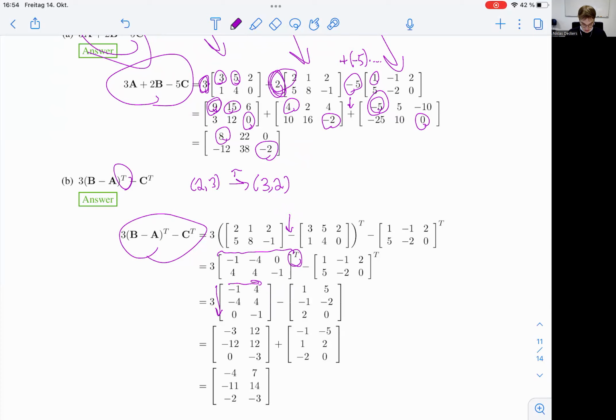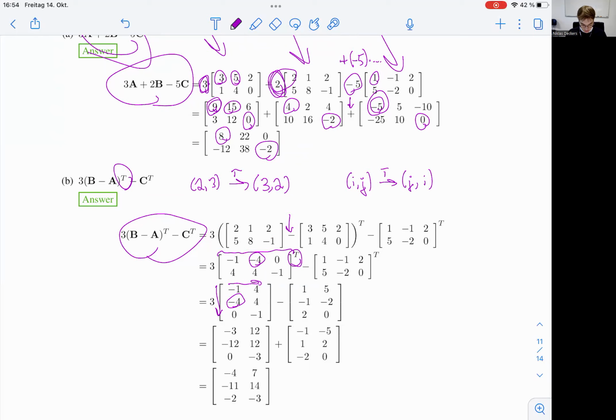And how does it work? Well, we have an element with the coordinates i, j, and the position gets converted into j, i. So it's swapped. For example, this element over here has the coordinates 1, 2, because it's in the first row, second column. And it gets converted into 2, 1. So second row, first column.